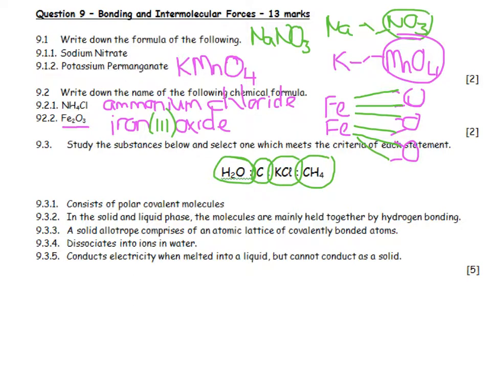Consists of polar covalent molecules, therefore, is your water. In the solid and liquid phase, the molecules are held together with hydrogen bonding. It's your water again. A solid allotrope comprises an atomic lattice, all bonded together. That is your carbon. It's diamond. It is covalently bonded throughout. Dissociates into ions. The only one that has ions is KCl. Conducts electricity when melted into a liquid, but cannot conduct as a solid. That is also a characteristic of an ionically bonded substance.